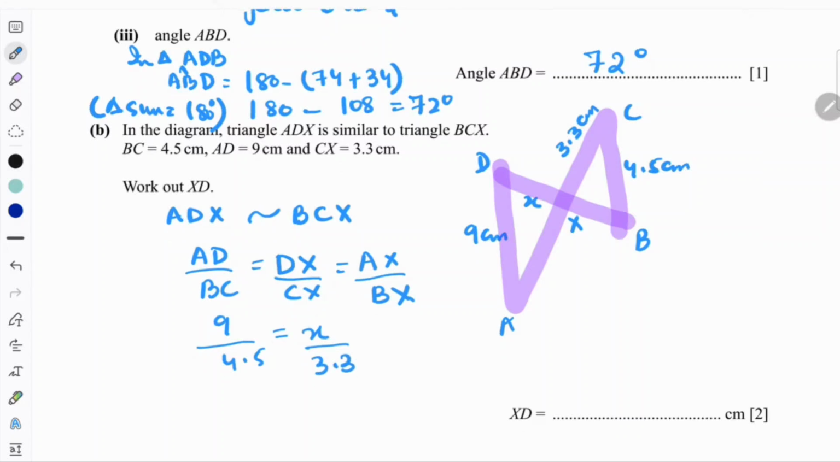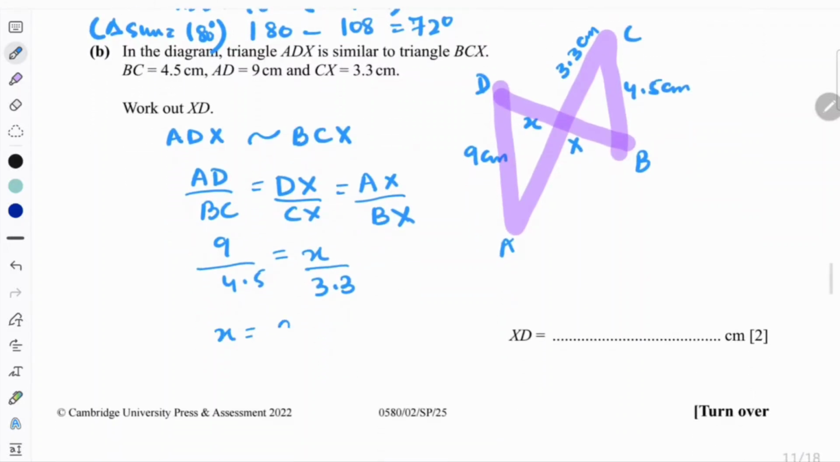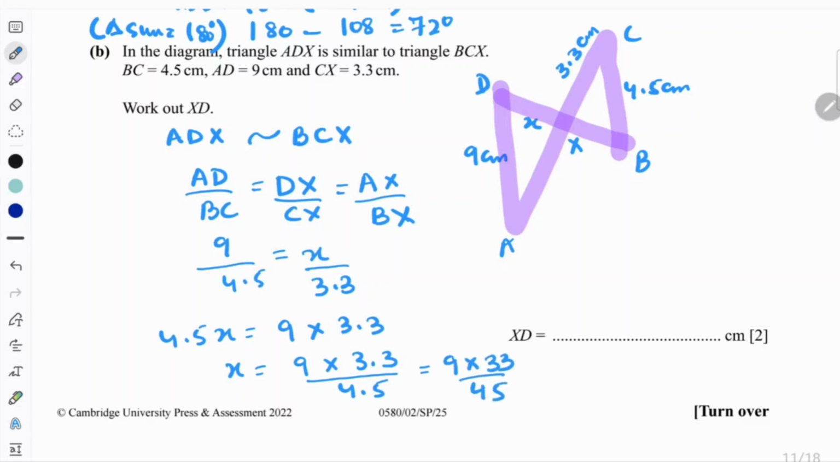Leave the other one. So x will be equal to 9 times 3.3 divided by 4.5. We can cancel the decimals. So 9 times 33 divided by 45. Okay, 9 times 5 is 45. So 33 over 5 means 5 sixes are 30 and 3 over 5. 6 whole 3 over 5 is the answer. Or you can write it as 6.6 centimeters.